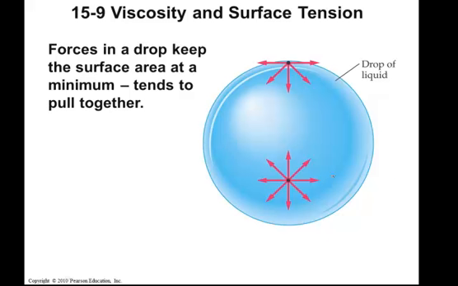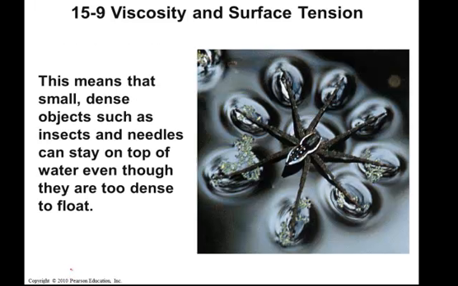And in a fluid, the forces in a drop keep the surface area at a minimum. In other words, it tries to keep this thing pulled together. And small objects, like insects and needles, can stand on top of water, even though they're too dense to float, because of the surface tension of the water.